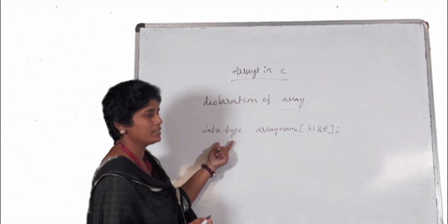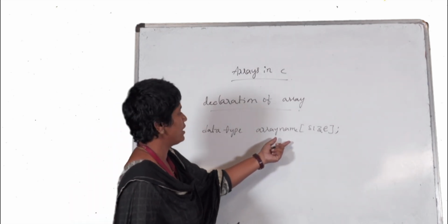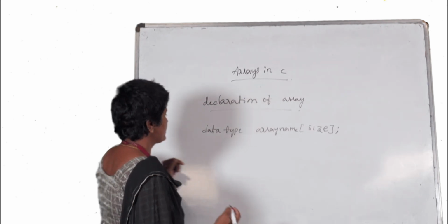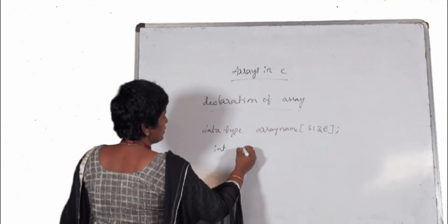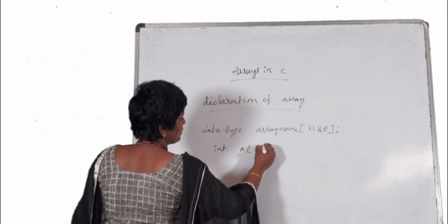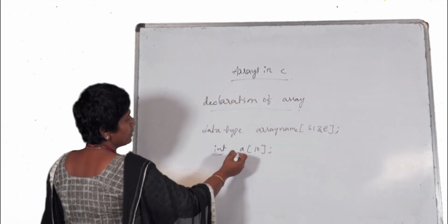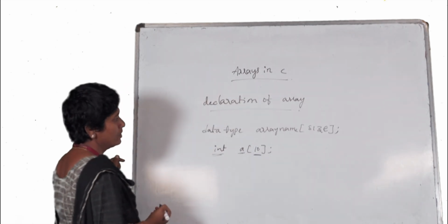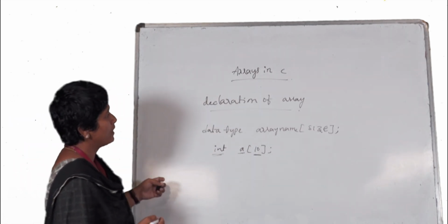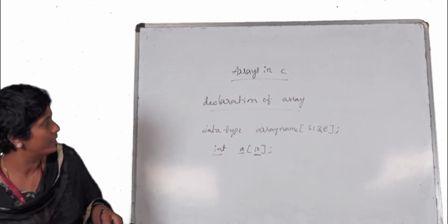Here, data type means what type of data, array name is the name of the array, and then its size. For example, int a[10]; here int is the data type, a is the array name, and 10 is the array size. In this way we can declare the array.